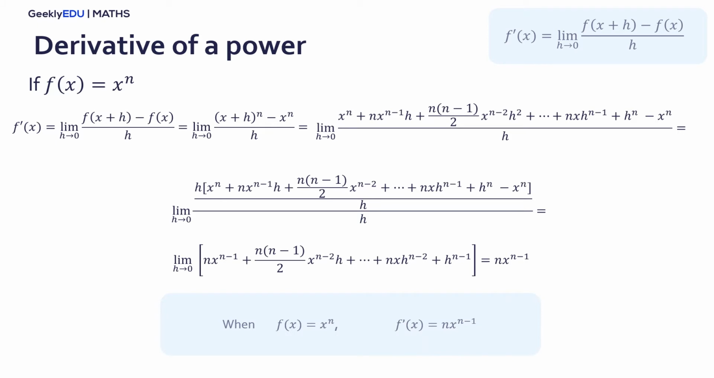This looks a little bit scary, but you don't have to do this every time you want to know the derivative of a power function. You can use the rule. When f(x) is equal to x to the power n, the derivative of this function is n times x to the power n minus 1.